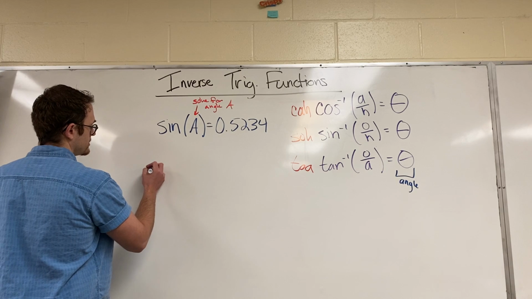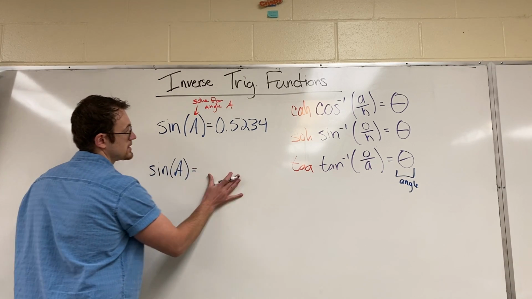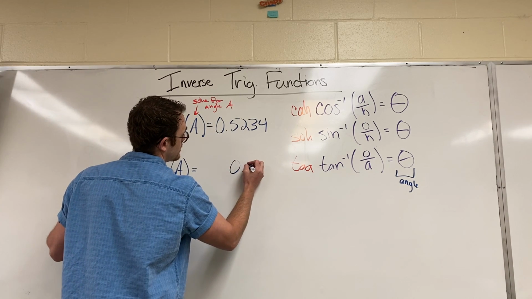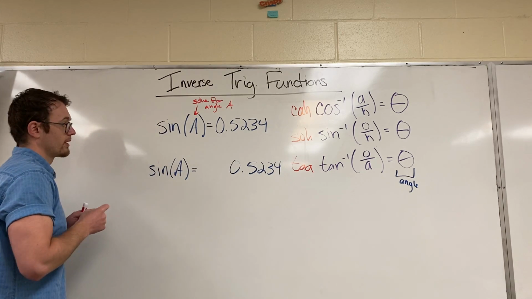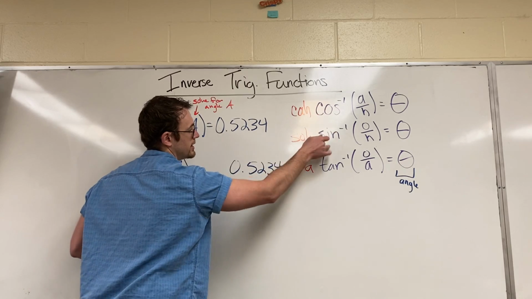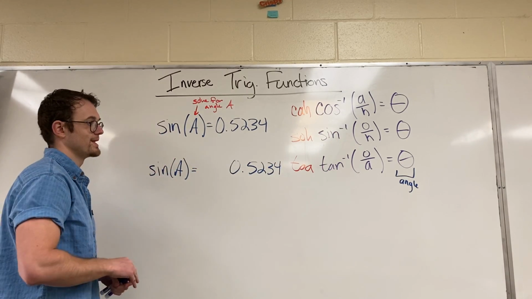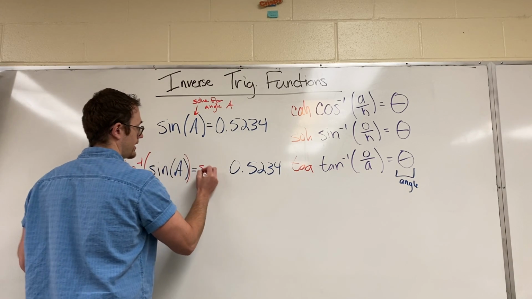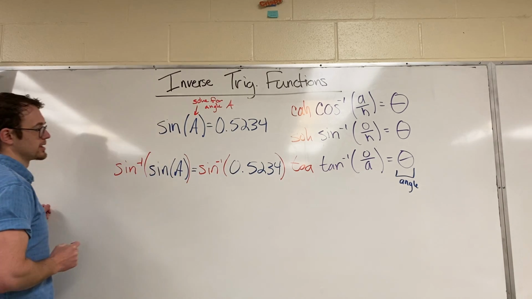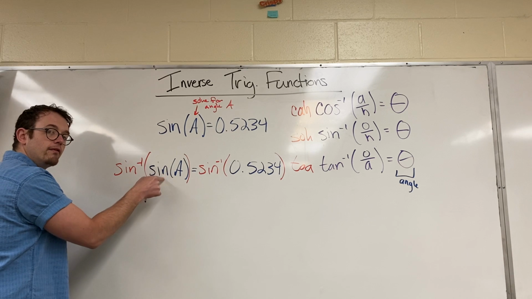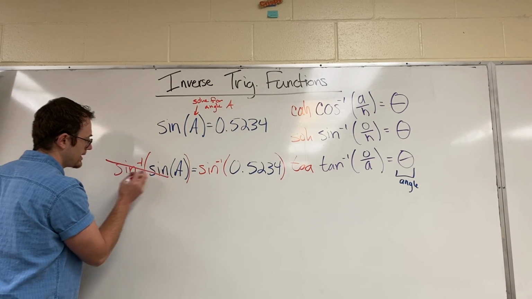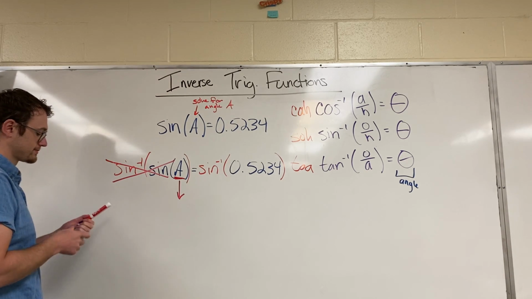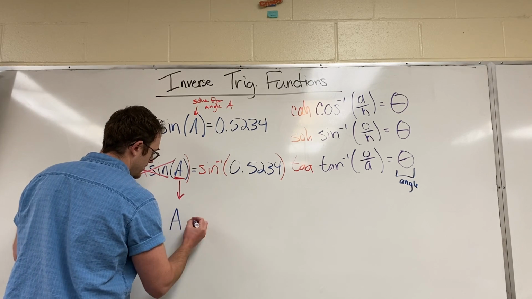So I'm going to rewrite this. I'm going to give myself some space because I am going to do the inverse trig function to both sides. So I'm going to put 0.5234 here. Am I going to take the cosine inverse, the sine inverse, the tangent inverse? Which one do you think cancels out sine? Sine inverse, all right? So I take sine inverse, and what I do to one side, I do to the other side. This right here cancels out. I am doing the inverse of this trig function. So these two things cancel each other out, which is the whole point, because now I have angle A by itself.